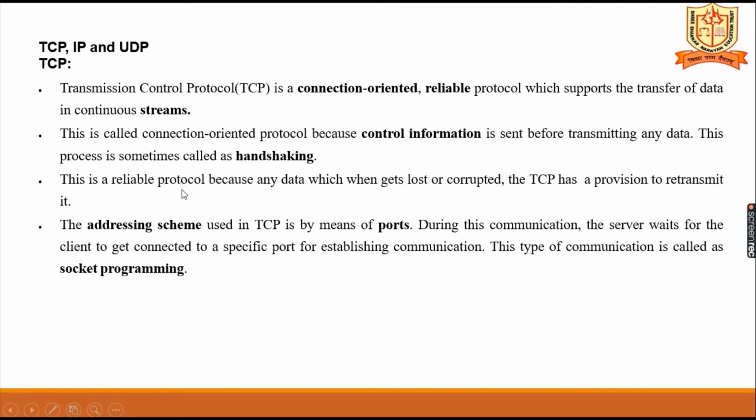This is a reliable protocol because any data which gets lost or corrupted, TCP has a provision to retransmit it. So TCP is a reliable protocol. The addressing scheme used in TCP is by means of ports. During this communication, the server waits for the client to get connected to a specific port for establishing communication. This type of communication is called socket programming.